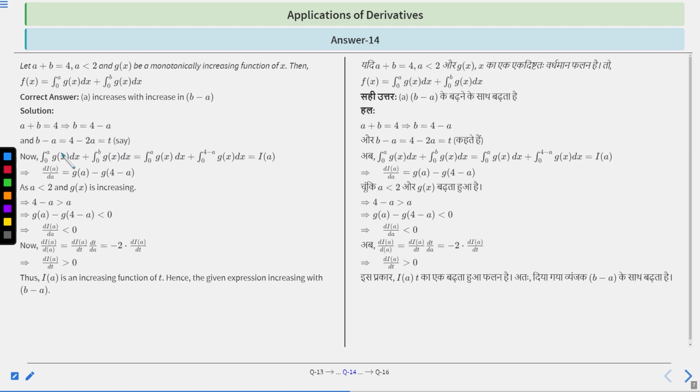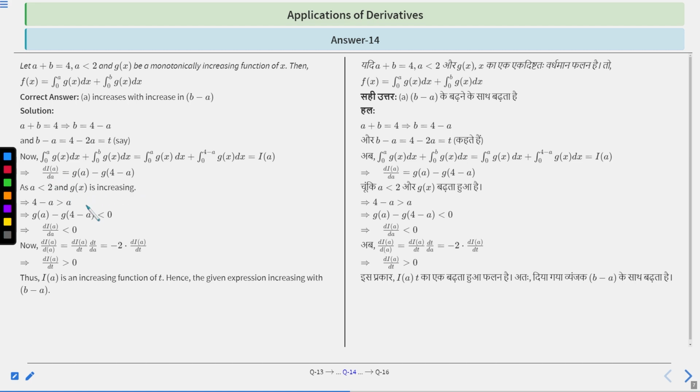Now, let's calculate integration of 0 to a g(x) dx plus integration of 0 to b g(x) dx, which is equal to integration of 0 to a g(x) dx plus integration of 0 to 4 minus a g(x) dx. Suppose it is equal to I(a). Now, d of I(a) upon da is equal to g(a) minus g(4 minus a), right? Got it?